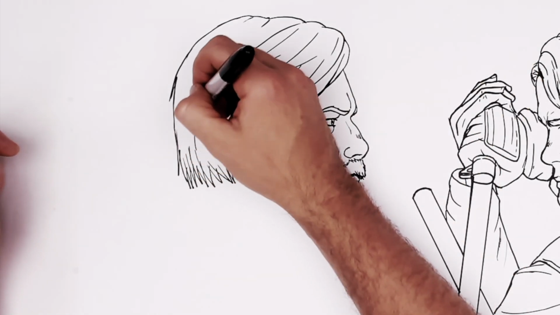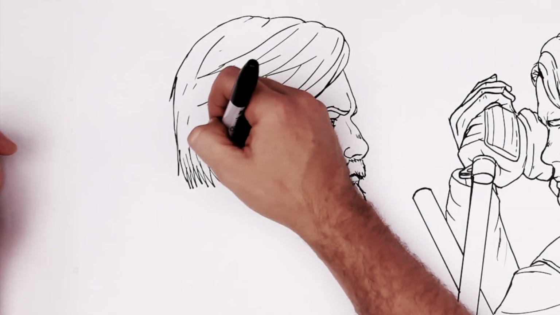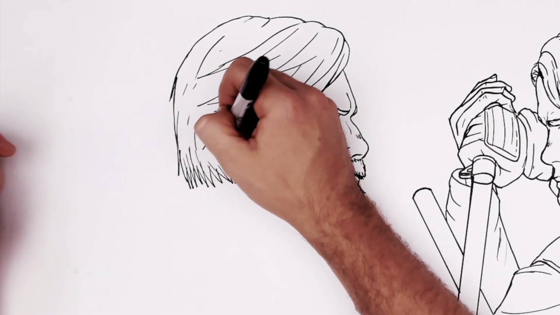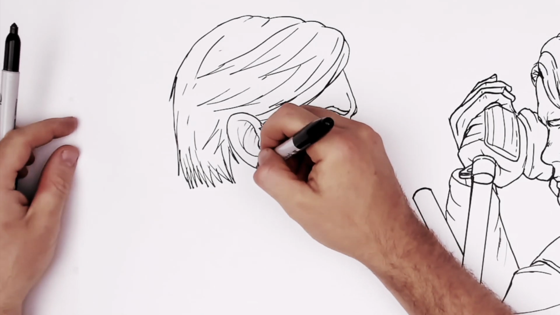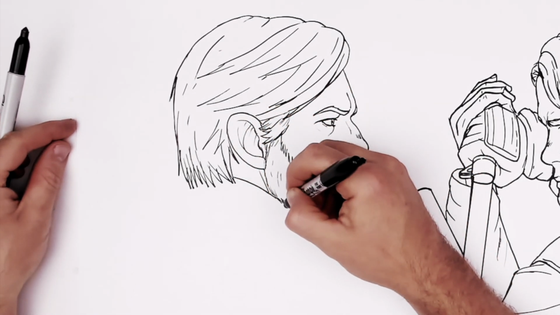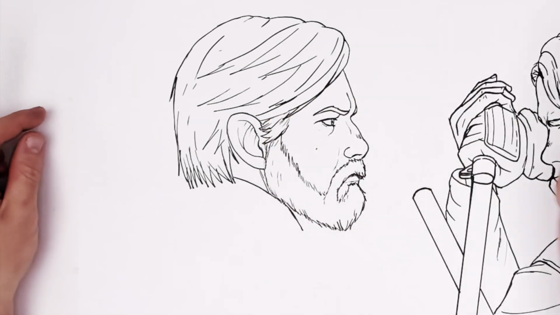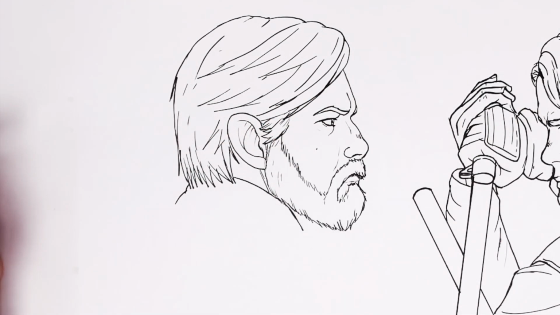Just all these textures then on his hair, as much as you'd like. Kind of like that. And then his neck muscle and Jedi collar goes right underneath his chin and his beard here. And then the back sort of comes down here.